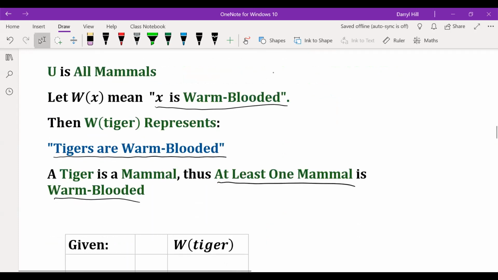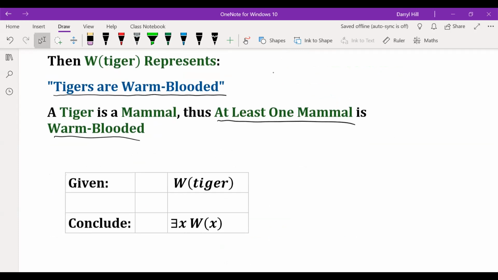So then I can claim, given some specific example of a warm-blooded mammal, I could conclude there exists an X such that there exists a mammal such that that mammal is warm-blooded. All right. Good, clear, questions?